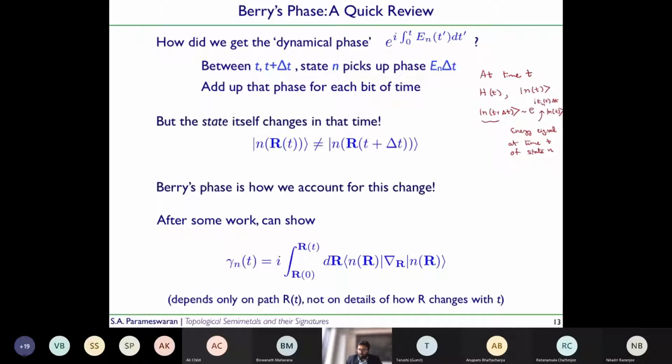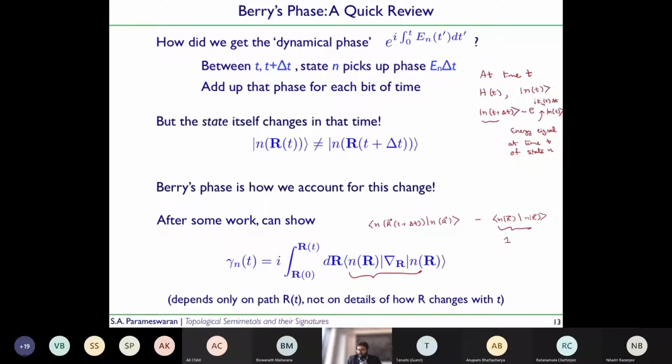But after some work, you can show that you pick up an extra phase that has to do with the instantaneous change in the wave function. So you can check that this <n|grad_R|n> is essentially measuring, if you like, this quantity, which is roughly speaking <n(R)|n(R at t plus delta t)> minus <n(R)|n(R)>. Of course, this quantity is just 1. So basically, that's what this is measuring.